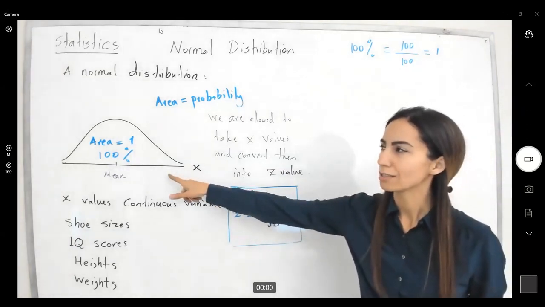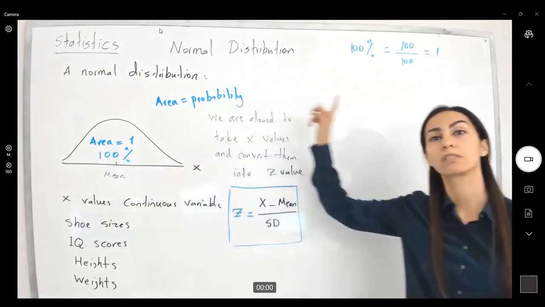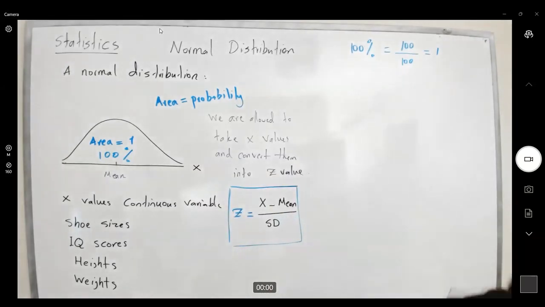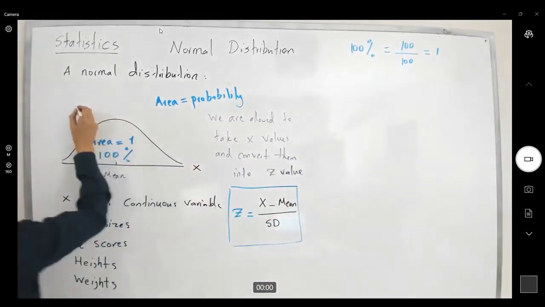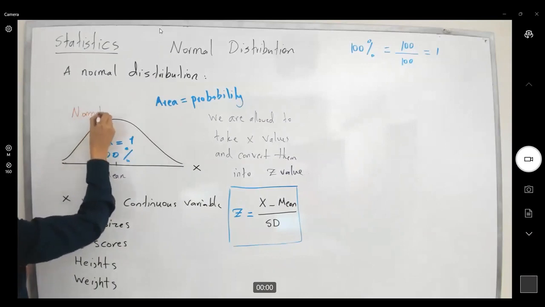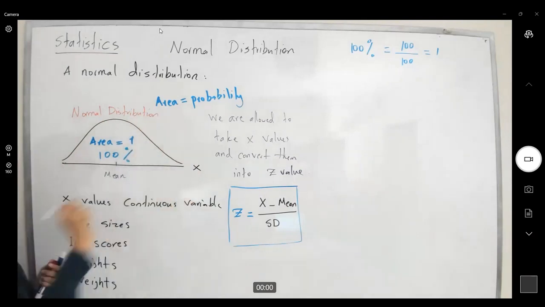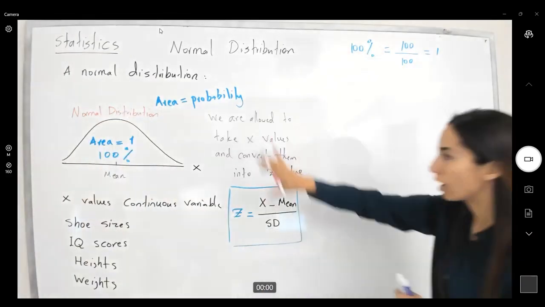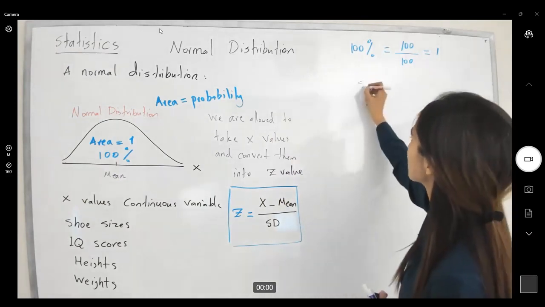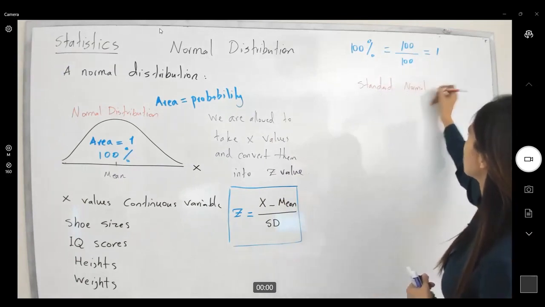This is just a normal distribution. We're going to convert the normal distribution into the standard normal distribution. Let me use a different color. This is our normal distribution, for X values. We take X values and convert them all into Z values, and we have a new name: standard normal distribution.